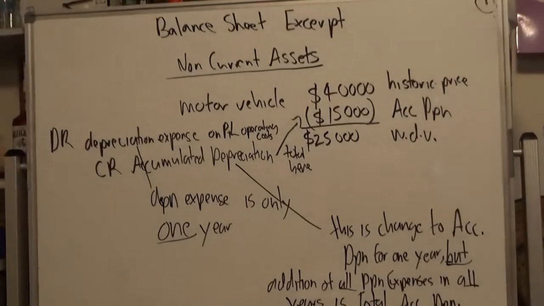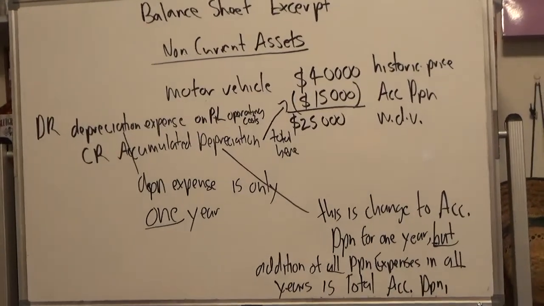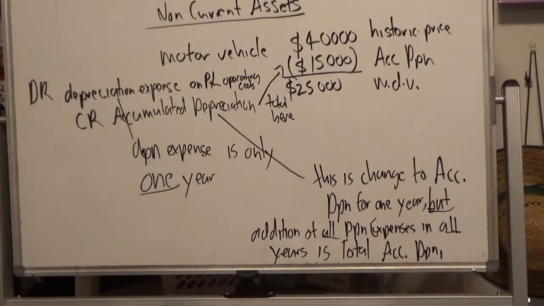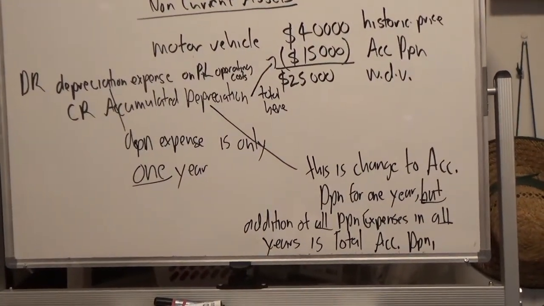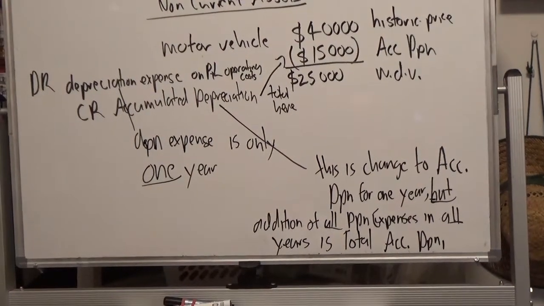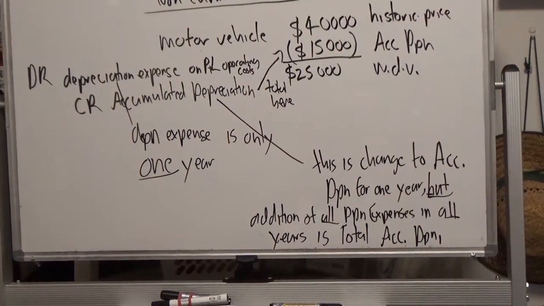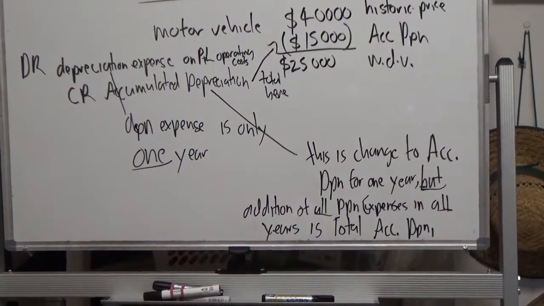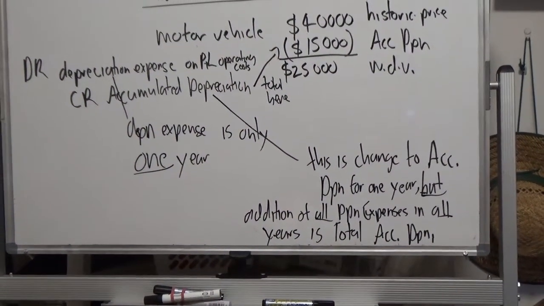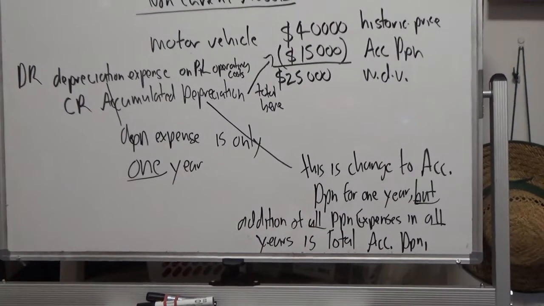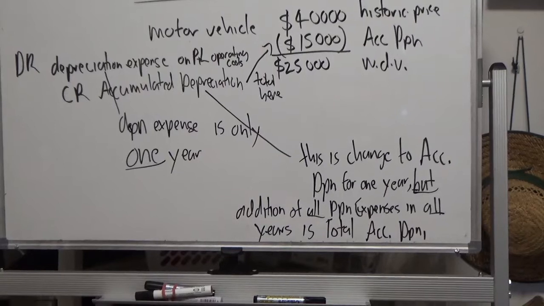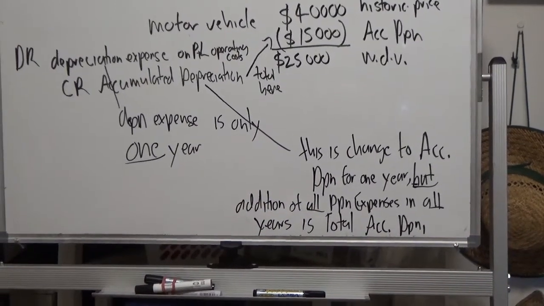I'm just going to give you an example of an excerpt from a balance statement, just an excerpt in non-current assets. That's a motor vehicle with original historic price $40,000, less accumulated depreciation, to give you the written down value figure for that particular year in the balance sheet for that particular financial year.